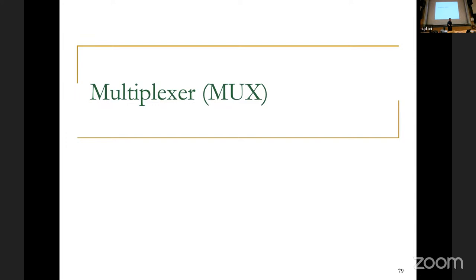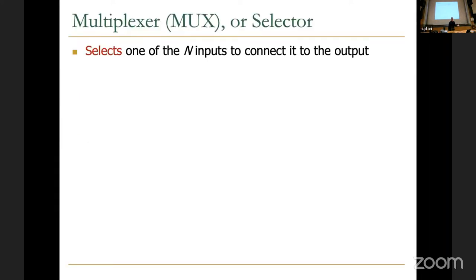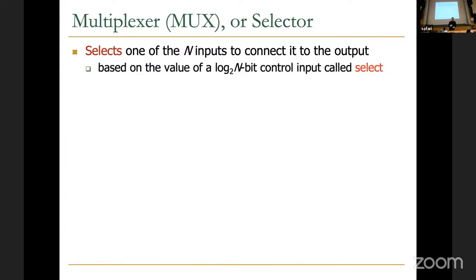So a multiplexer is also called a selector, actually. It selects one of the N inputs to connect it to the output. Now, that's also beautiful. Based on the value of a log 2 N bit control input called select. So you have 2 data inputs and 1 select input, and the output is selected based on the value of the select input. If the select input is 0, you pick the data input at 0. And if the select input is 1, you pick the other data input. So that's a 2-to-1 mux. This selection is important because you need to make decisions, right? Let's take a look at how this is built.